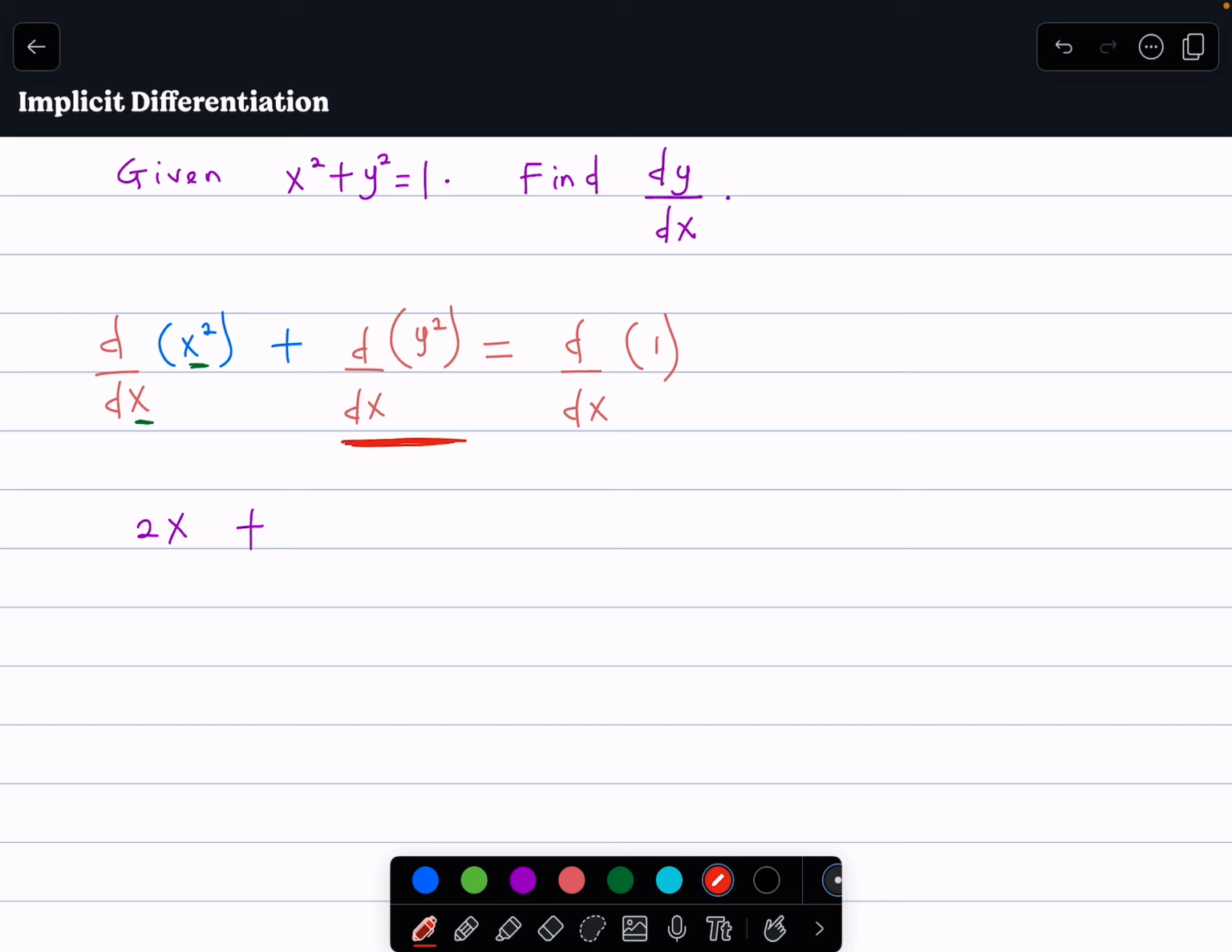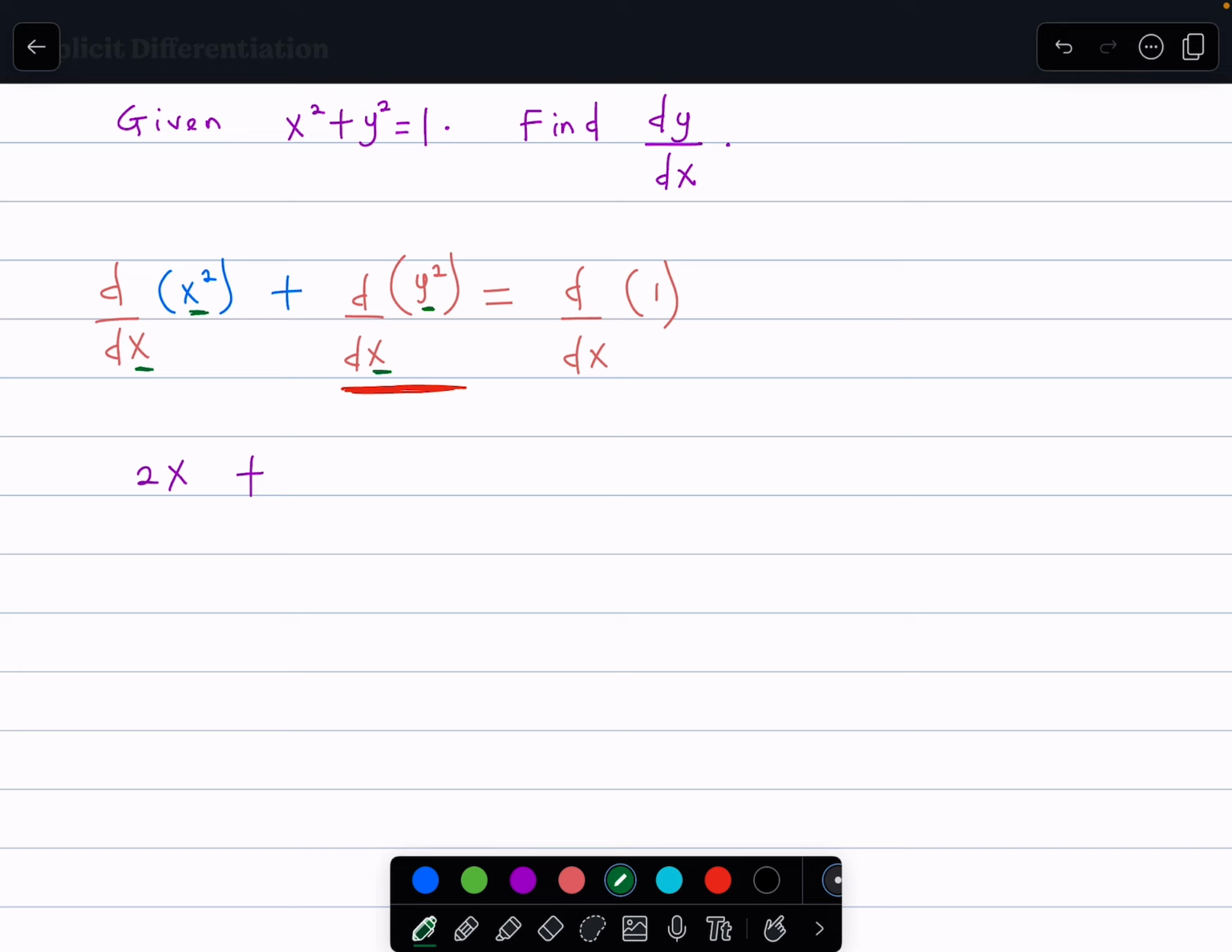Now for the second term, if you observe, the variable does not match. So I have a variable x, and I want to differentiate with respect to x, but the variable here, y squared, is with respect to y. So how can I resolve this issue? This is where implicit differentiation comes in handy. And how can I do this? So what I'm going to do is d dy of y squared times dy dx. I'm going to explain in a bit.